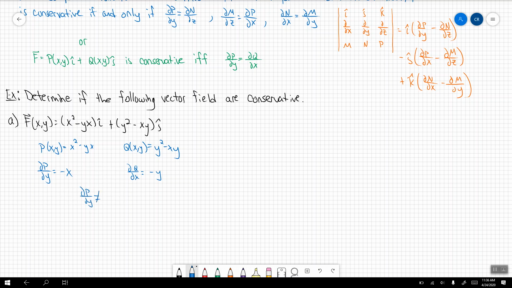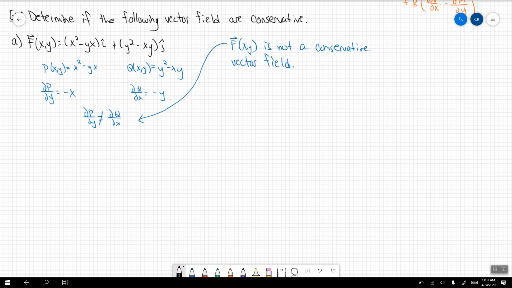Well, what can we come up with? The big answer of no. They are not equal to one another, which tells us that this vector field is not conservative. So F of x, y is not a conservative vector field. There we are, and that's it for part A. There's nothing much to it from there.